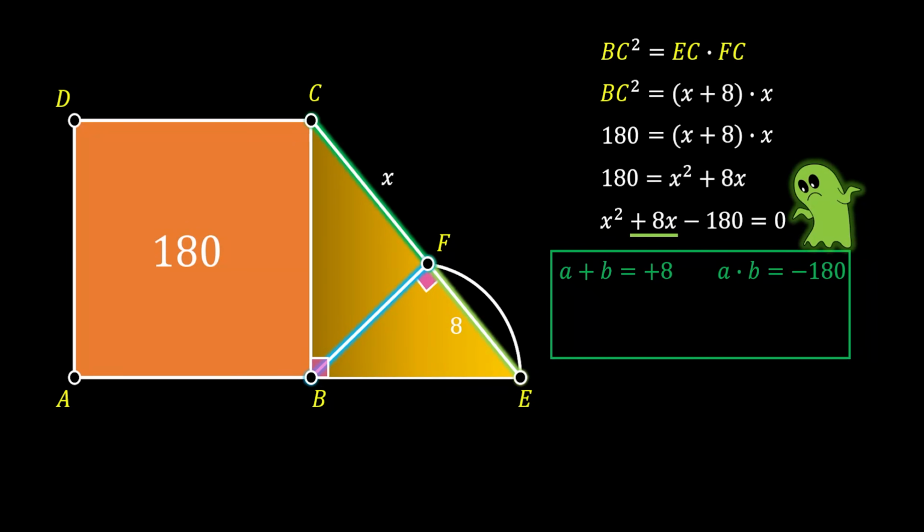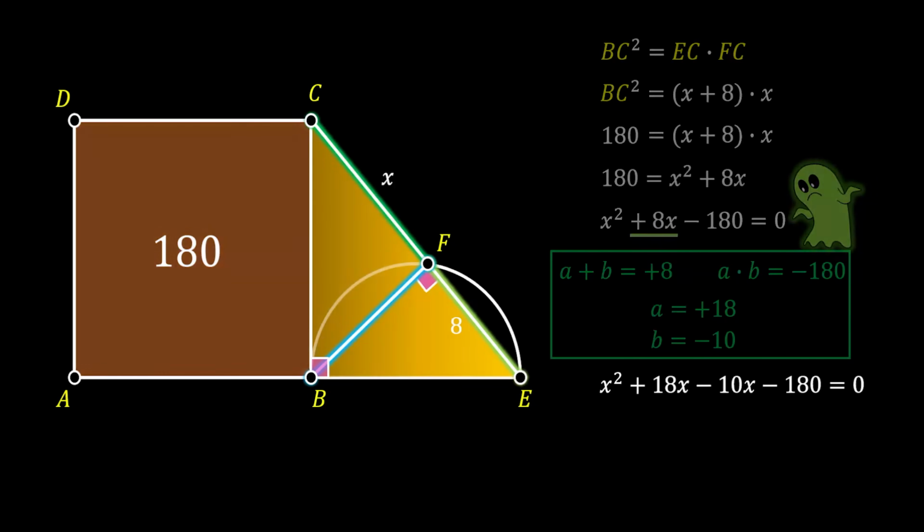Well, you can first notice that the product of those two numbers is a negative number. So this means that one of those numbers, A or B, must be negative and the other one must be positive. So this simplifies our search. And the only two numbers that match those two terms are plus 18 and minus 10. So we're just going to split our middle term of 8x into terms of 18x and minus 10x.